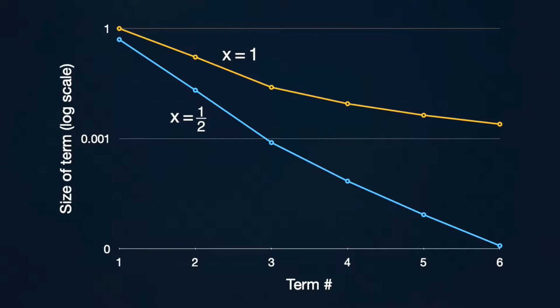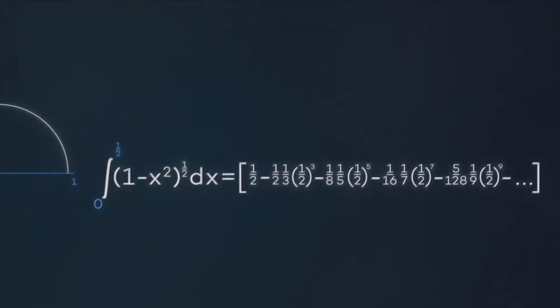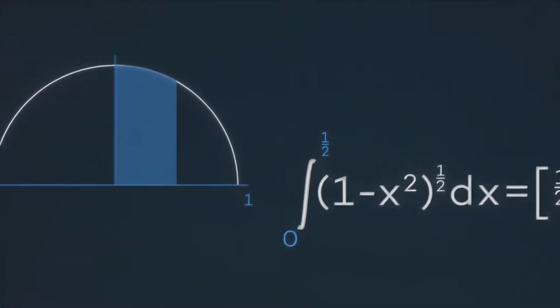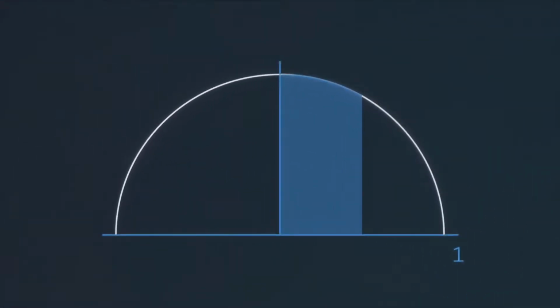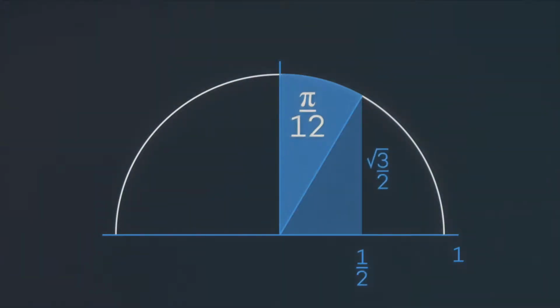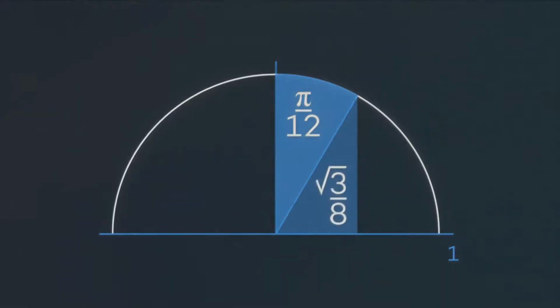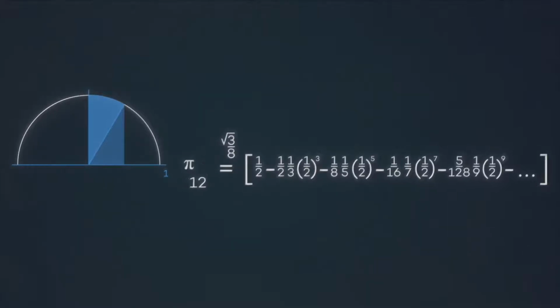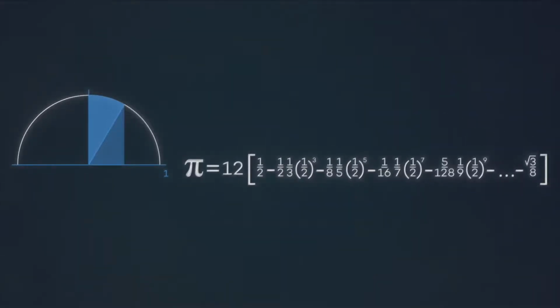But if you only integrate to a half, what is the area under the curve that you're computing? Well, it is this part of a circle, which you can break into a 30-degree sector of the circle, which has an area of pi on 12, plus a right triangle with a base of a half and a height of root 3 on 2. So that integral should come out to this expression. And rearranging for pi, you get the following.